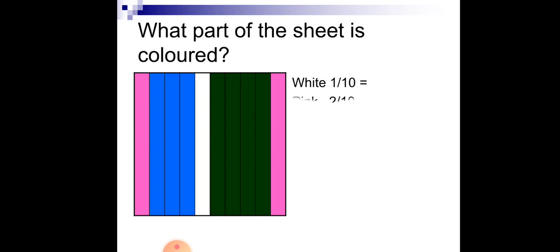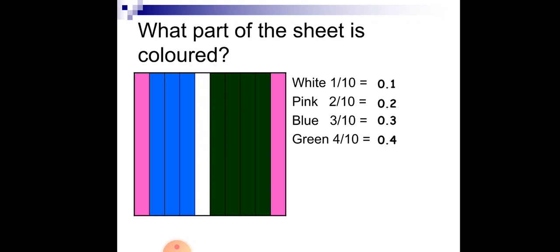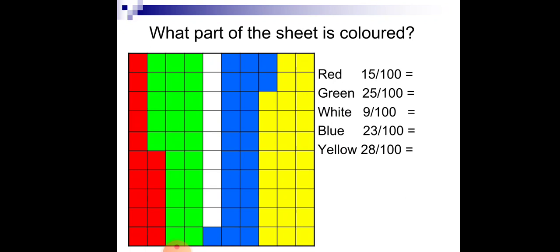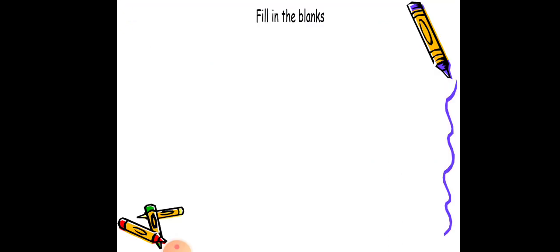What part of a sheet is colored? Can you tell me? White is 1 upon 10, pink is 2 upon 10, blue is 3 upon 10, and green is 4 upon 10, which you can write as 0.4. What part of a sheet is colored? Red is equal to 15 by 100, green is equal to 25 by 100, white is equal to 9 by 100, blue is equal to 23 by 100, and yellow is equal to 28 by 100.